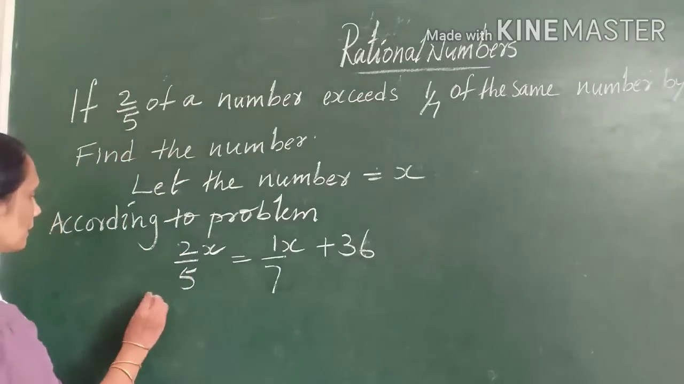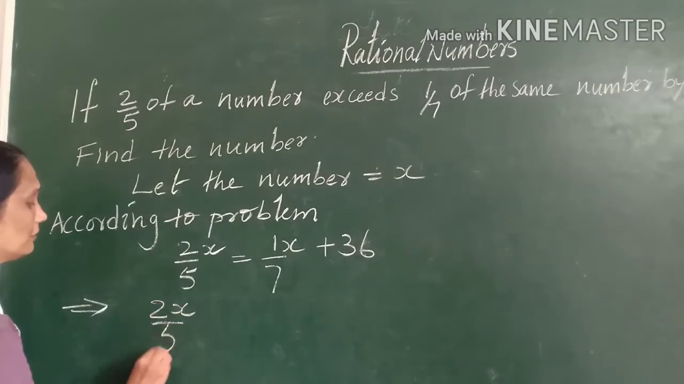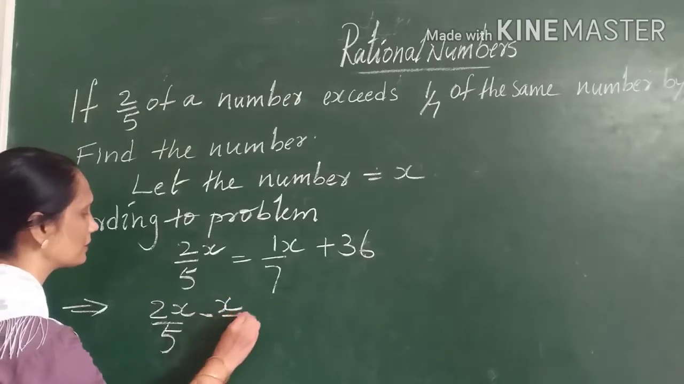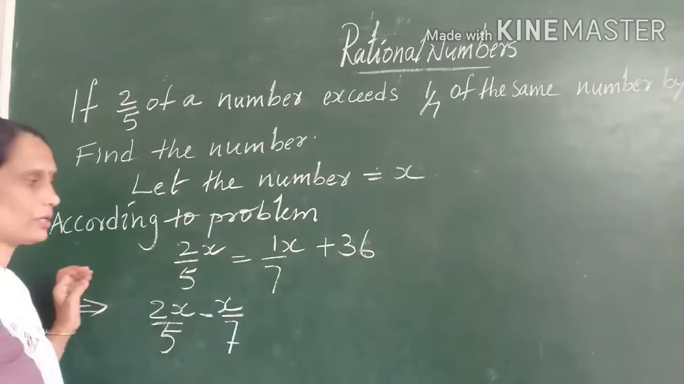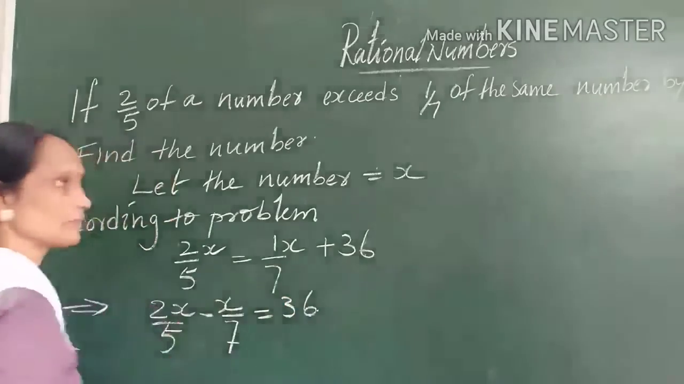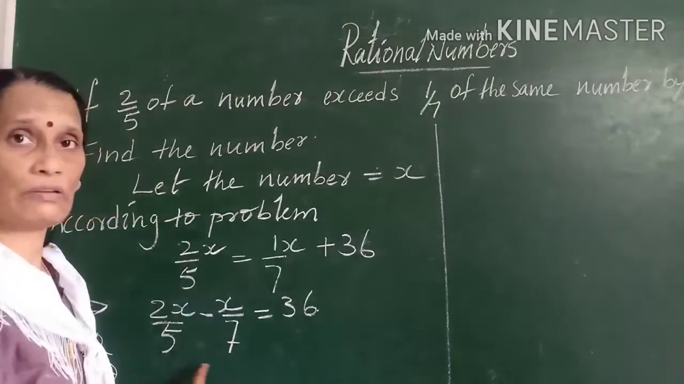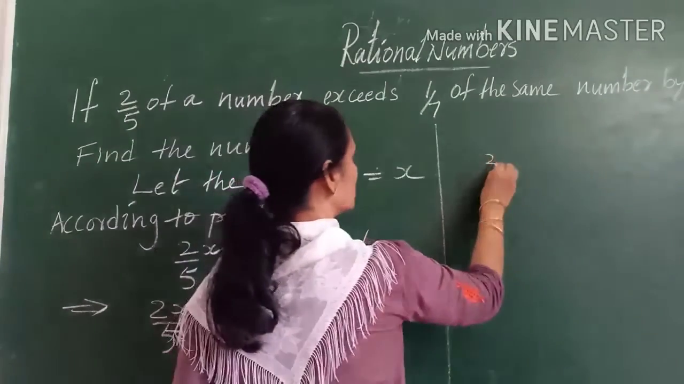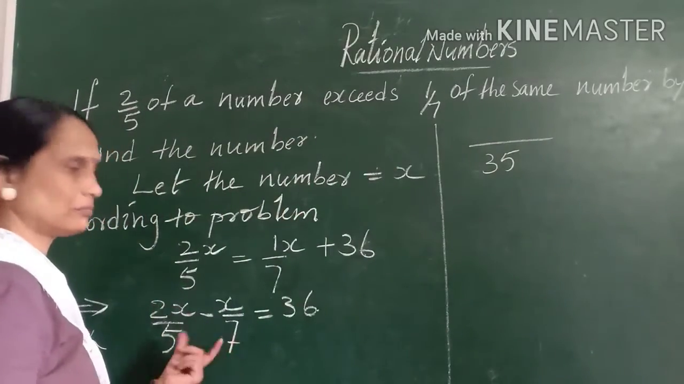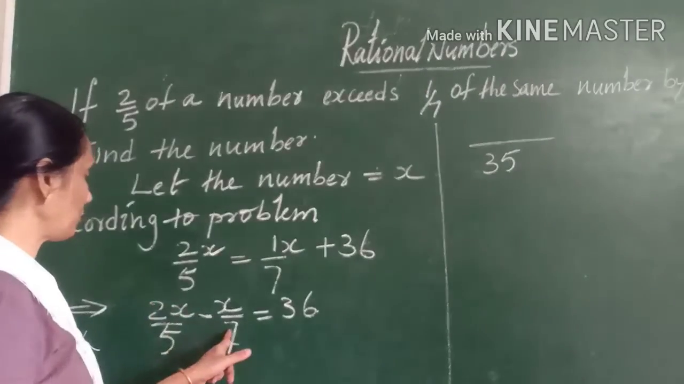So now see, 2x by 5, take this number to this side, so it will become x by 7. 1x means x only. Equal to 36. Okay. Now take the LCM of 5 and 7, which is 35. Or do cross multiplication, multiplying 7 and 5 together, the butterfly method.